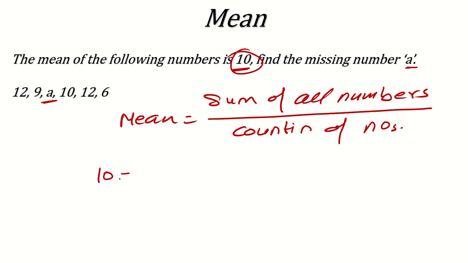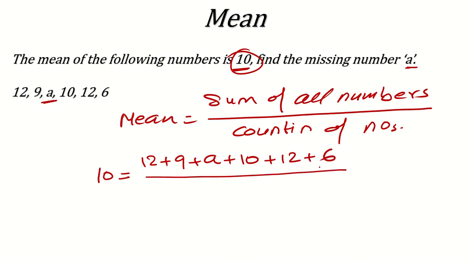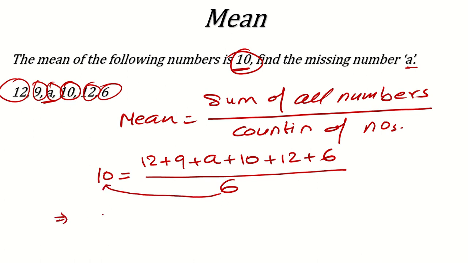So 10 is equal to, add all the numbers, 12 plus 9 plus A plus 10 plus 12 plus 6, and then divided by what? Divided by how many numbers are there? You see 1, 2, 3, 4, 5, 6. So divide by 6. Now calculate this. Since 6 is in division, it will be multiplied on both sides.